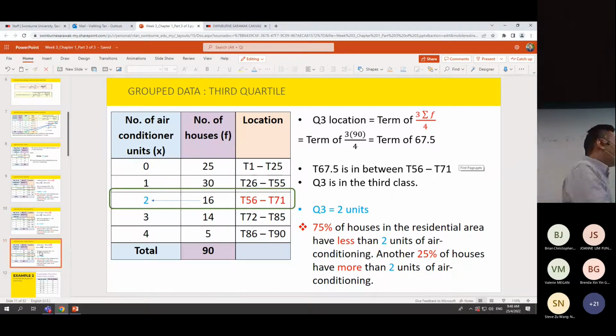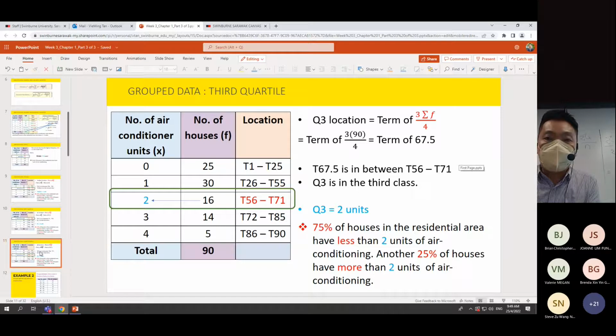Q3 is also the same. We need to build the location column. Make sure that you already have the location column, the term column. Once this is ready, the next step is to identify the location of Q3. What's the formula? We use 3 multiplied by total F divided by 4. No need to plus 1 because this is grouped data. Don't plus 1. Total F in this case is 90, so substitute 90 here. Simplify and we get 67.5. That is the location of Q3.